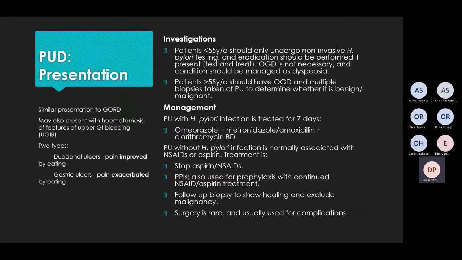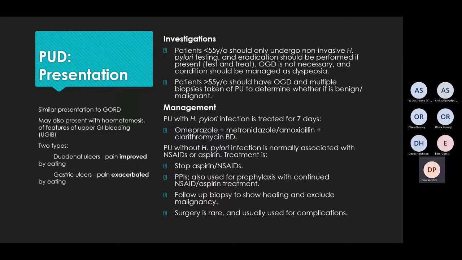If you're over 55, they should have an OGD, which is an esophagogastroduodenoscopy, which is a camera that passes down through the throat into the stomach and the duodenum, and biopsies are taken of the peptic ulcer to determine whether or not it's benign or malignant.